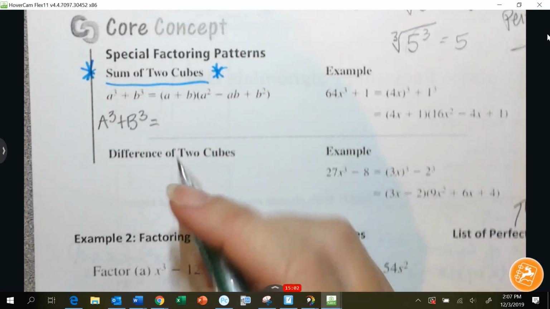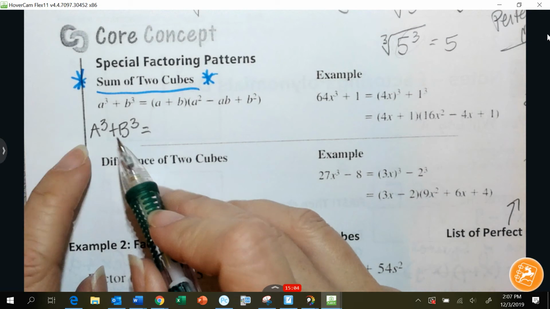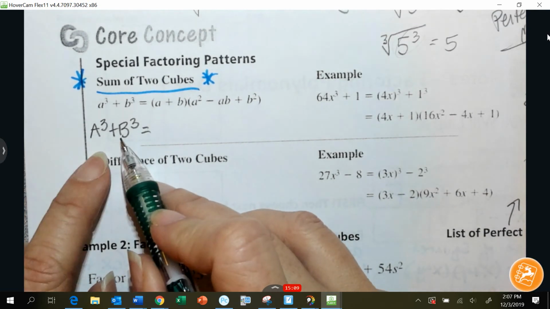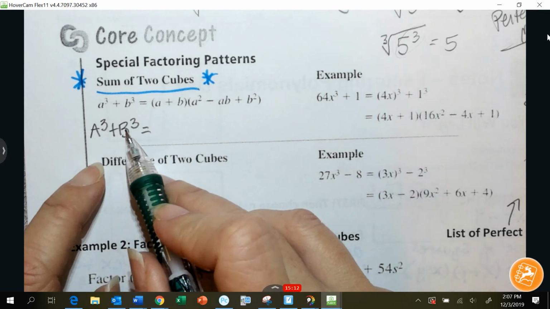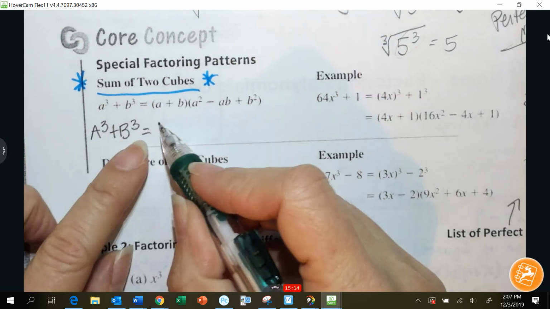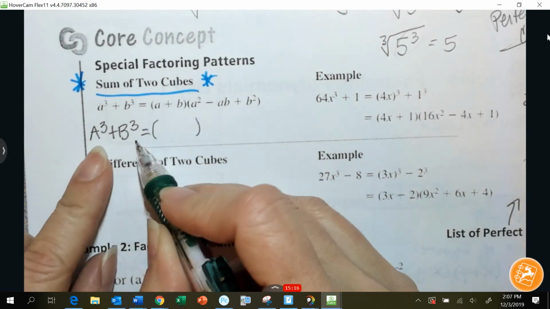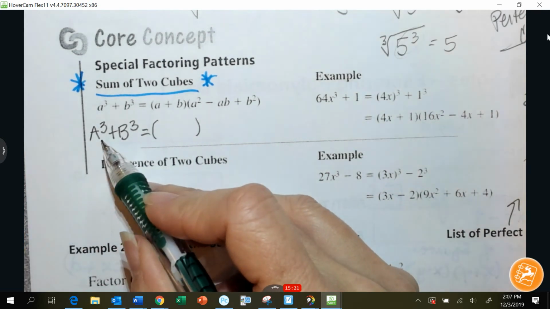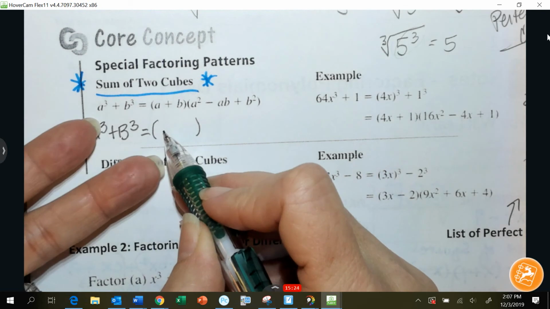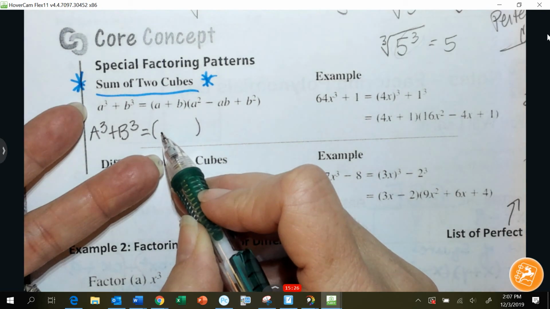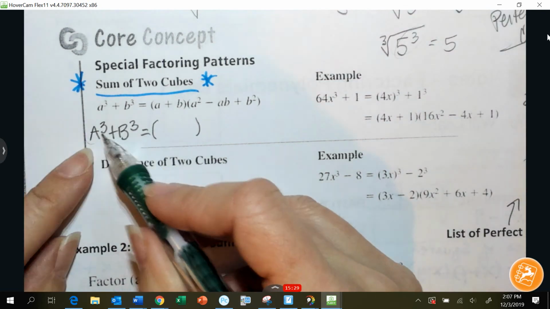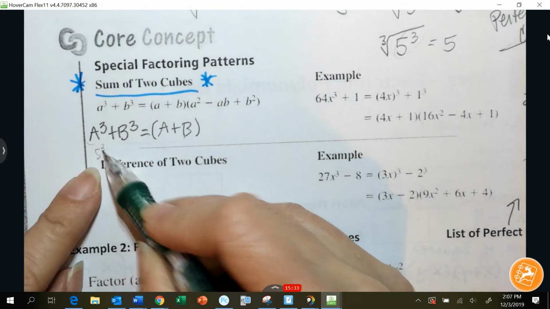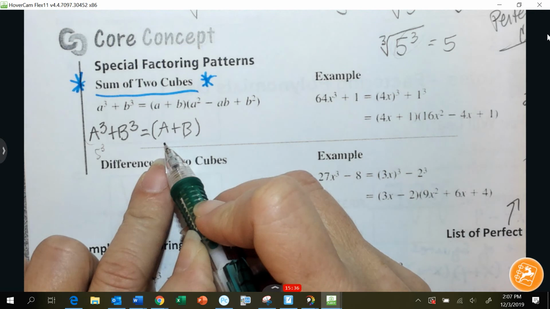Now, if you notice we are adding perfect cubes, then you will use this formula. You're going to write a plus b, where it's a cubed plus b cubed. So if it was 5 cubed, what would go over here? You put a times a.